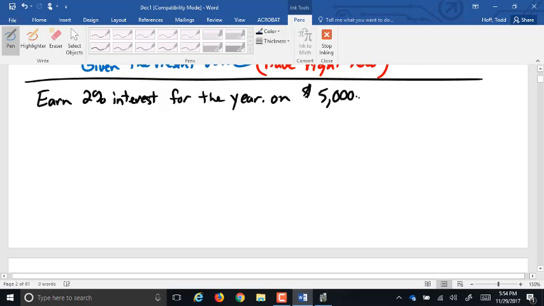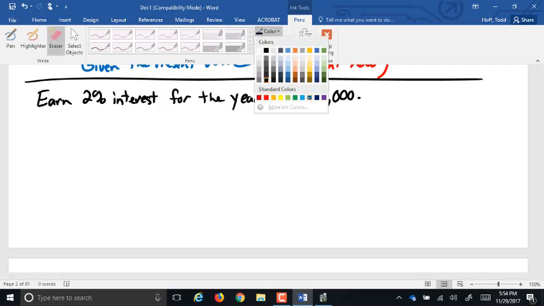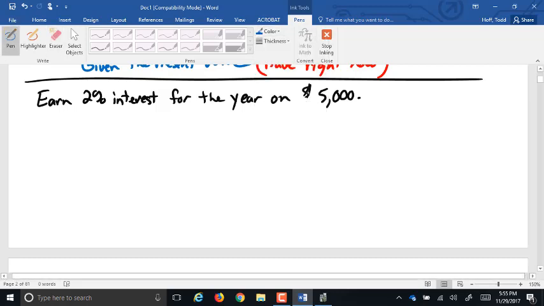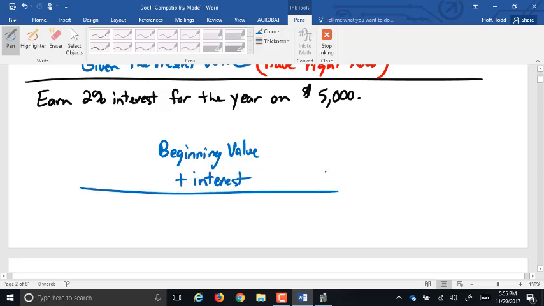$5,000. We dealt with this table before. We have a beginning value, right? Otherwise known as the present value. To that, we're going to add the interest, which will give us an ending value or a future value.